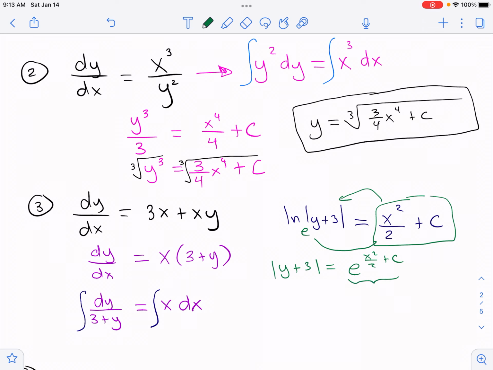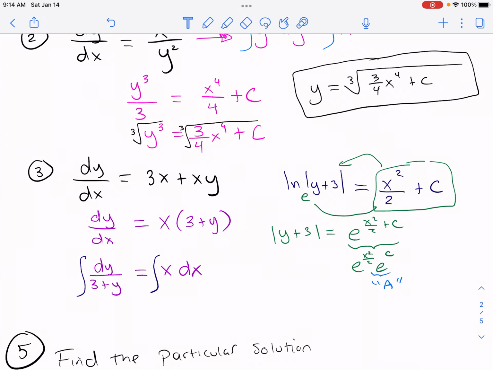Note that this here can be re-expressed through properties of exponents as e to the x squared times e to the c. And that e to the c, it's typical and conventional to replace that with another letter because e is a number, c is just a constant. So this would be some other number. And whether you find what c is and raise e to that number, or just find the constant later when you plug in an initial condition, it's typical to just call that something else. So I'm going to call that an a.